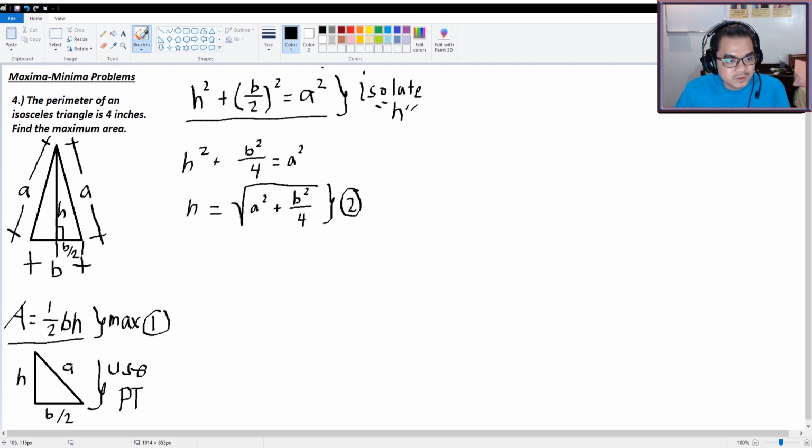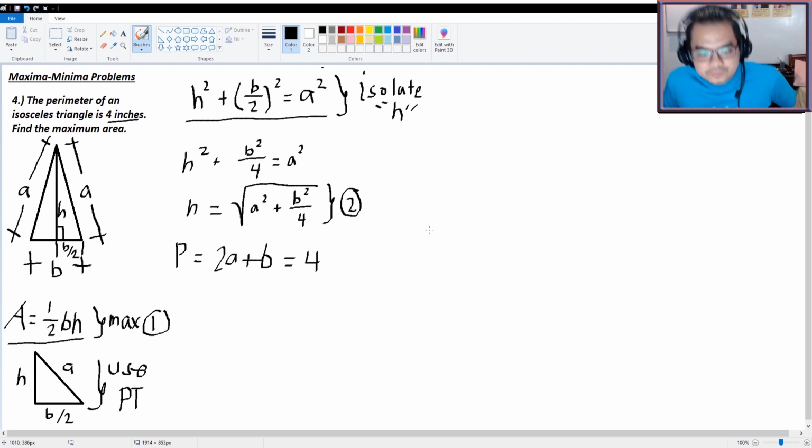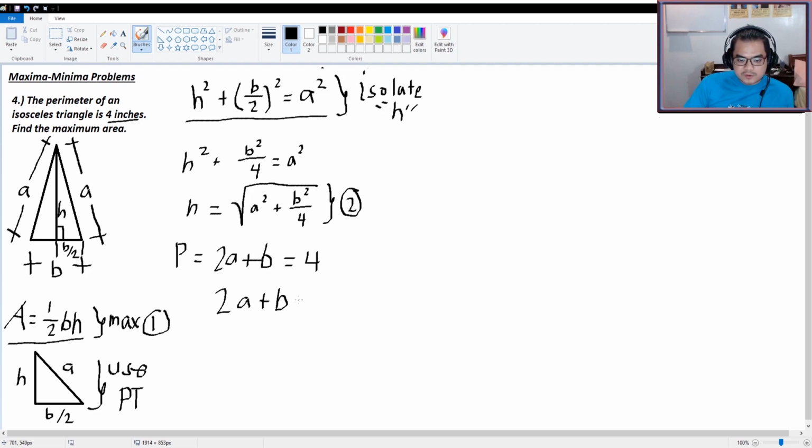But we know that the perimeter of the isosceles triangle is 4. Therefore, say that the perimeter, let's just use a P. Of course, the perimeter of that triangle will be the sum of all sides, which is A, A, and B. So we can have here 2A plus B. But we know that P, or the perimeter, is equal to 4. Therefore, we can also say that 2A plus B is equal to 4.